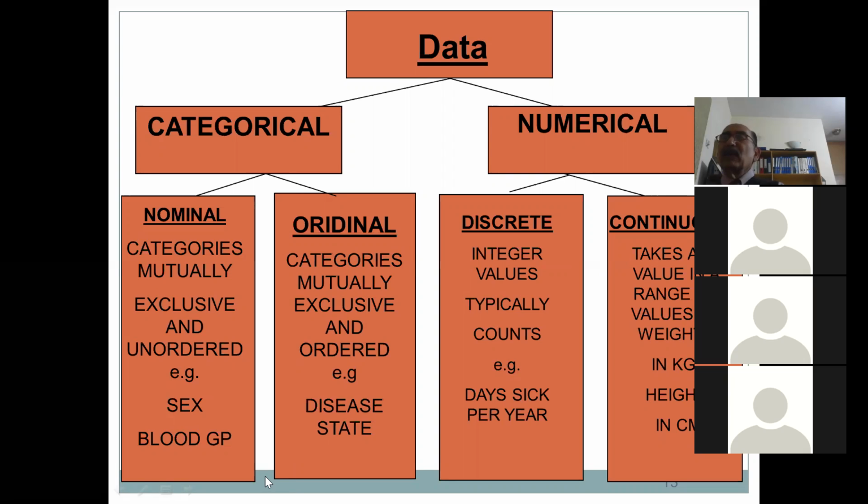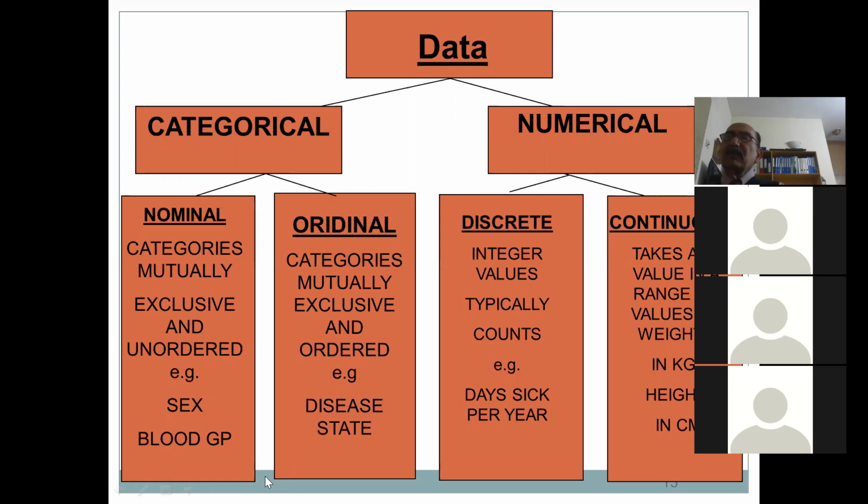So the second type of numerical data is continuous data. Continuous data is on a continuous scale. It may be in decimals also. For example, height, weight, blood pressure, serum cholesterol, blood glucose level, BMI. All these are on a continuous scale, so it can be even decimals.